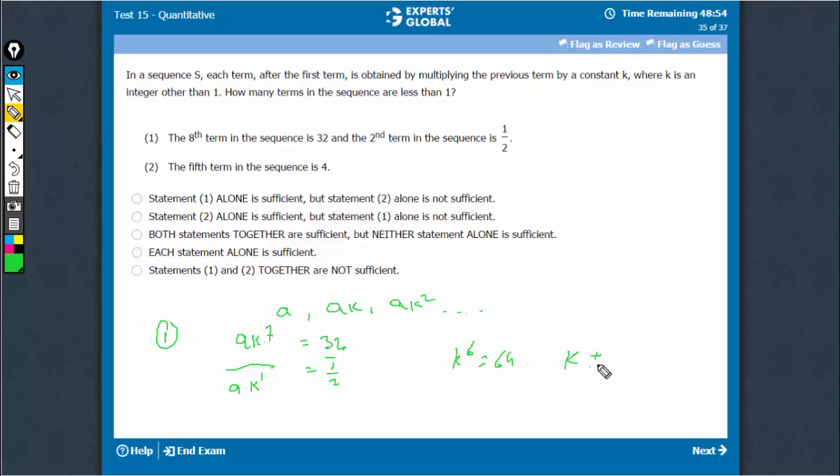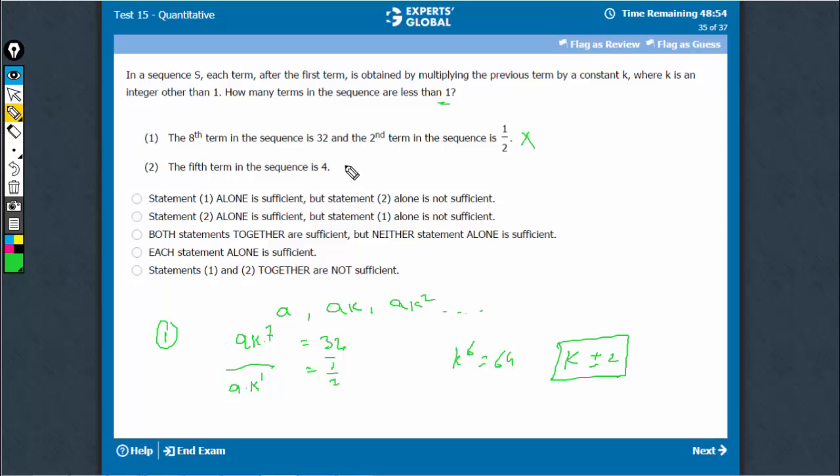k can be plus or minus 2. Since two values, plus and minus 2, are possible, you will have a different number of values less than 1. If you take plus 2, you'll get a different answer. If you take minus 2 as the value of k, you will get alternate negative and positive integers, and therefore the number of terms less than 1 would increase. So multiple answers are possible. Please don't spend time in finding out the numbers. You know that you'll get different answers, and therefore statement 1 will not lead to a unique answer.